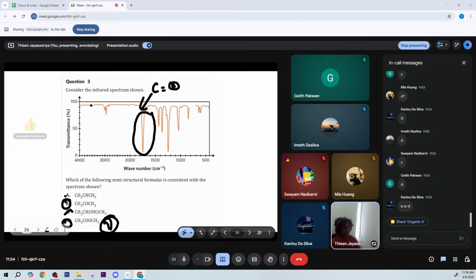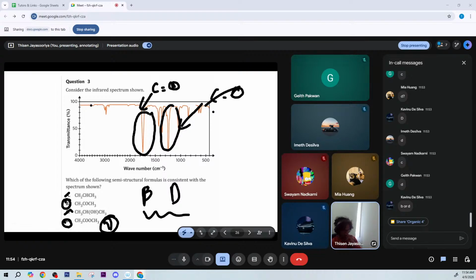Now, it can't be A, right? Because we know that there's a C double bond O, so it's between B and D. Now, technically, D is the correct answer because of this peak here. And this peak represents a CO bond, but this isn't in the data book anymore. So if on the exam they put this, they would have accepted B or D as the answer options. Technically, D is the more correct one because of this peak over here, but you don't know that peak.